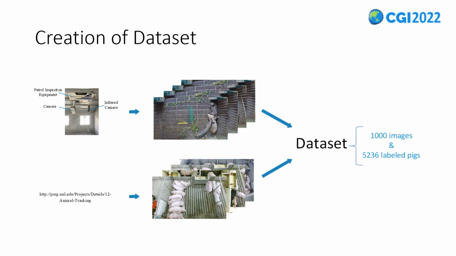When we created our dataset, firstly, we collected pig images in the Shandong Oasis pig farm located in Zhenjiang City, Jiangsu Province, China. Next, in order to expand the data diversity, we obtained images from an online dataset and added them to our dataset. There are a total of 1,000 images in our dataset with a total of 5236 labeled pigs. The resolution of pictures in our dataset is 3840 by 2160, or 1920 by 1080.